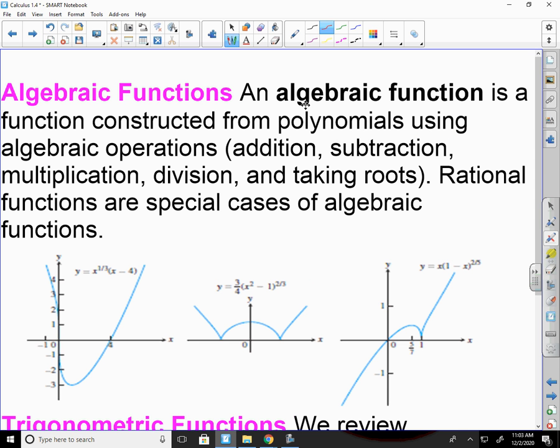All right, moving on to our next stuff. We have algebraic functions. An algebraic function is a function constructed from polynomials using algebraic operations. This is addition, subtraction, multiplication, and division, and taking roots. Rational functions are special cases of algebraic functions.